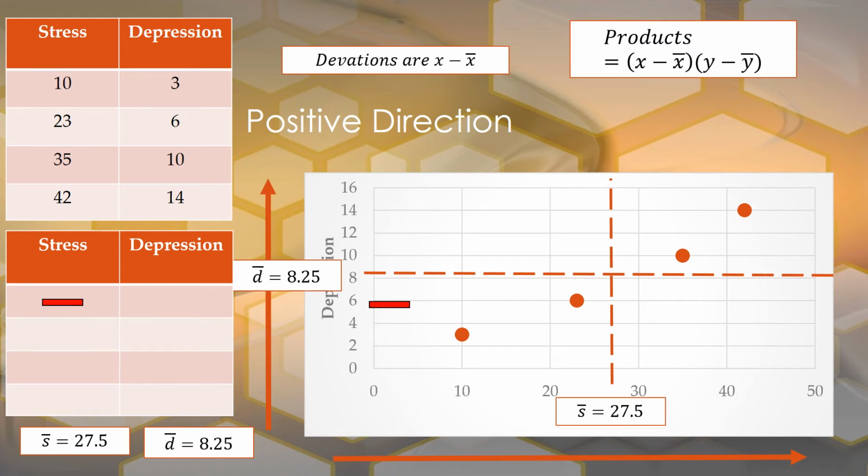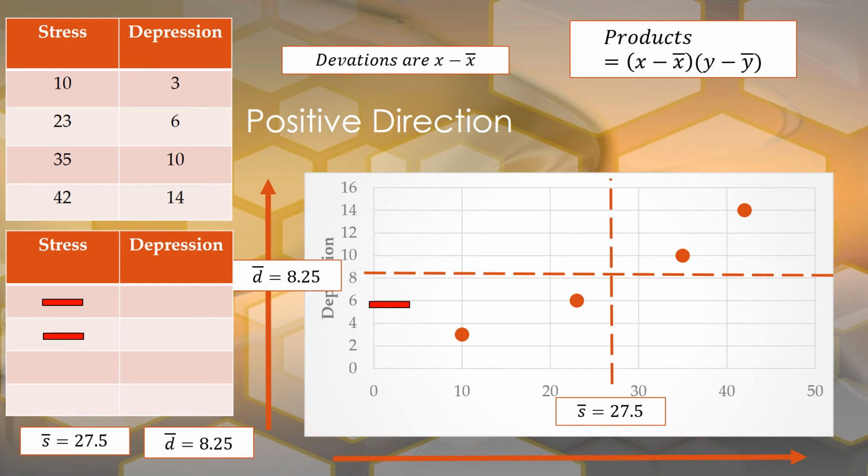Let's do the other dot. Let's get its deviation for stress. So the next dot has a stress level of 23. We'll subtract 27.5, and we get negative 17.5. So that dot also has a negative stress deviation. We're going to put it there.